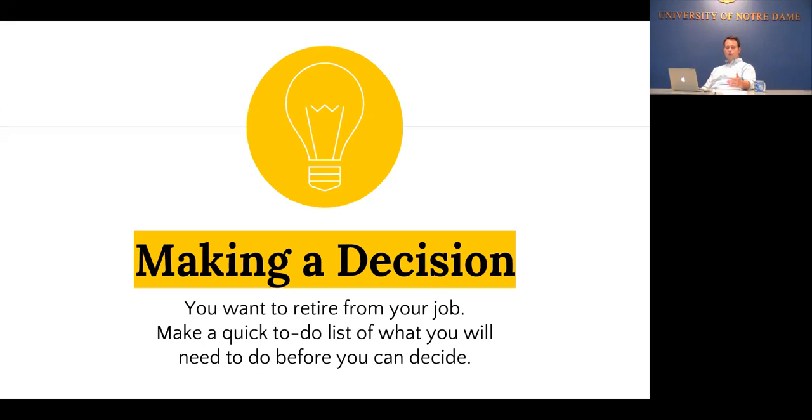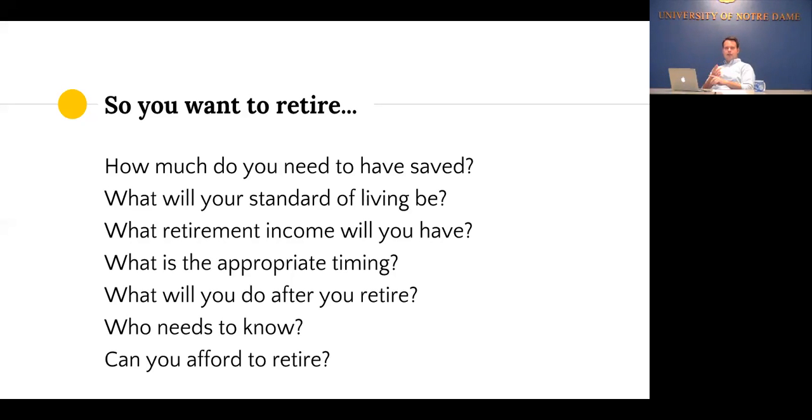So if we were going to make a quick to-do list of what you would do before you could decide whether or not to retire, what would you do? Okay, so how much do you need to have saved? How much is it going to cost you? What's your standard of living? What kinds of things are you going to do with your life? What kind of retirement income will you have? What's the timing for that, right?